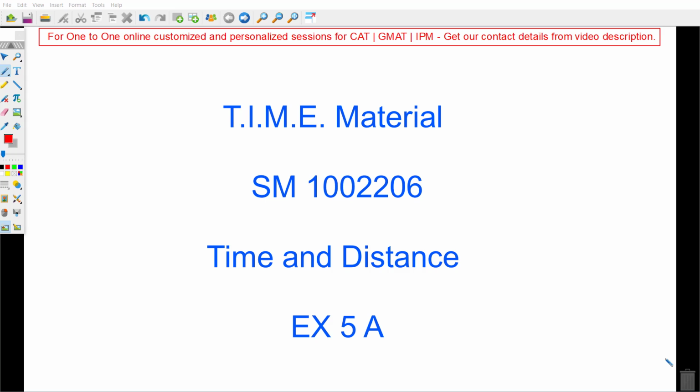Hello everyone. Today we are going to start the time and distance topic from the time material. The booklet code is SM1002206 and the exercise that we are solving is 5A.